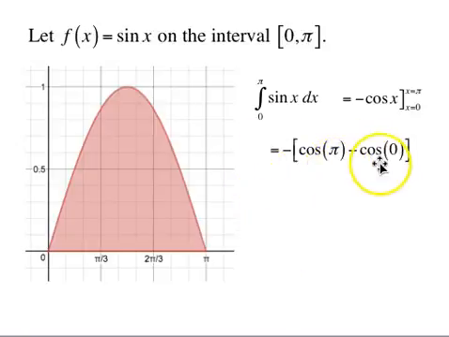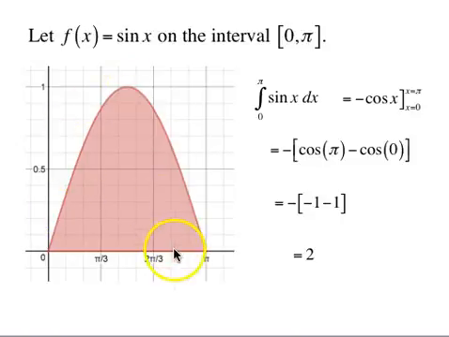Cosine of pi is -1. Cosine of 0 is 1. -1 minus 1 is -2. Minus in front, of course, will just be +2. So the area under that curve is 2. Can we find a rectangle on the interval from 0 to pi that will also have an area of 2? That's what we have to ask ourselves.